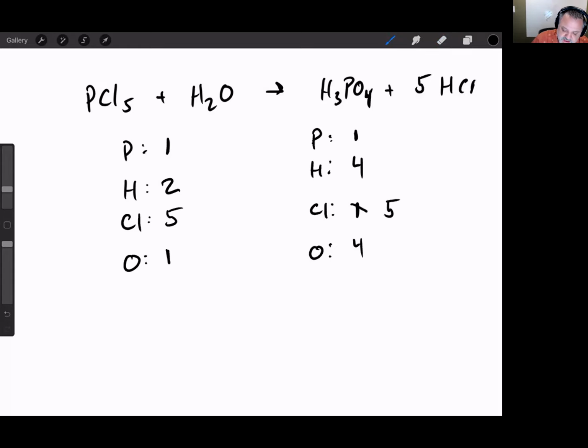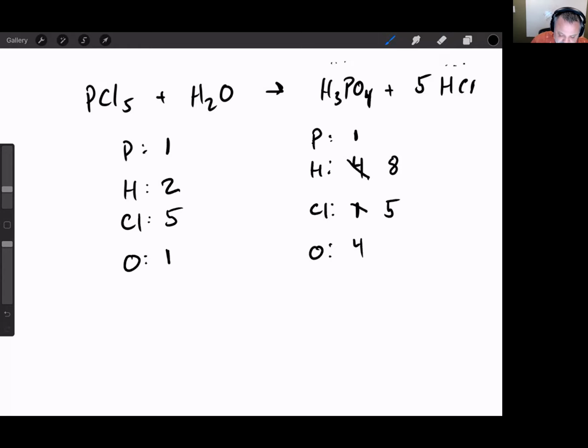So that changes that count to 5, but it also now changes the hydrogen count. So what you're doing is you're going back every time you add a stoichiometric coefficient, and you're recounting everything. So I still have 1, 2, 3 hydrogens from the H3PO4, but now I have 5 HCl's, so that's a total of 8 hydrogens.